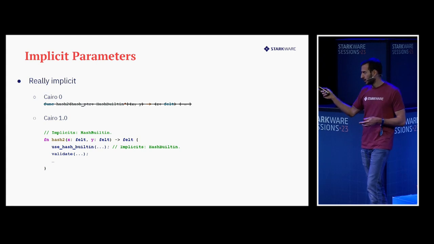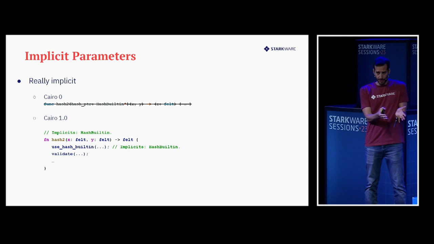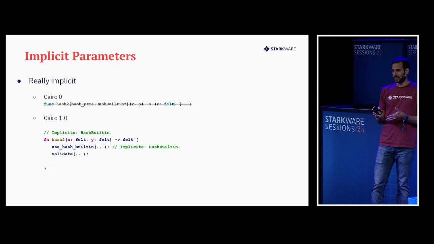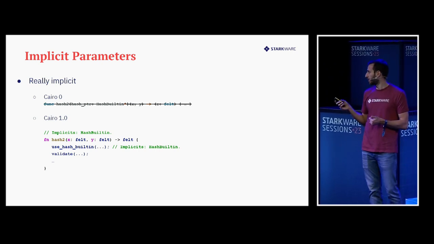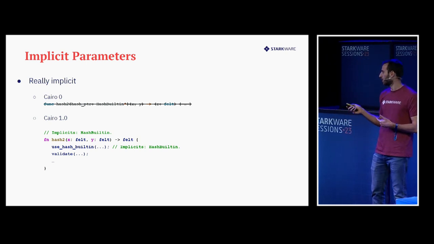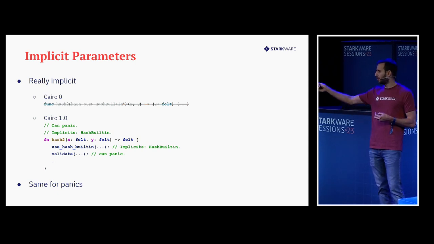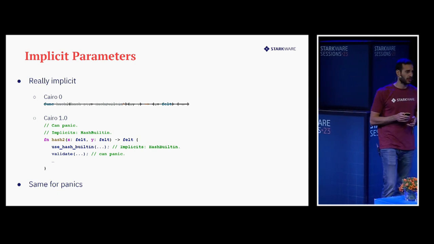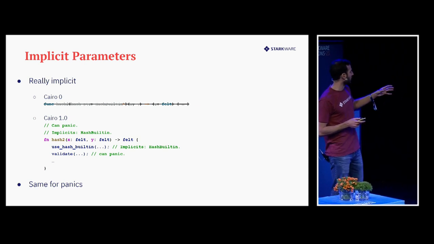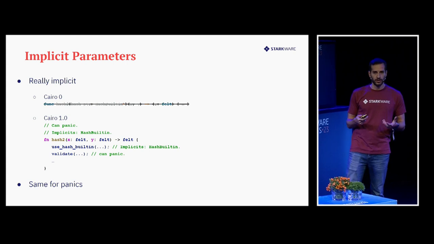One more thing to note is that this is very similar to ref parameters. So the value is copied into the function and then back outside. And there is a hidden cost that you need to notice here as well. The same thing happens with panic. So for example, if validate can panic, then hash 2 also can panic, and the compiler knows it automatically.